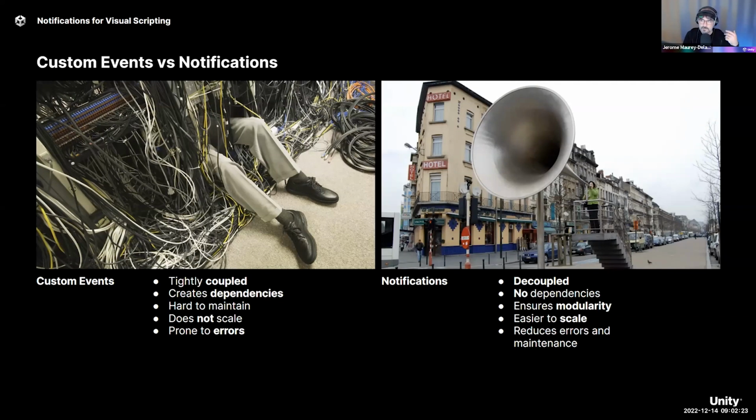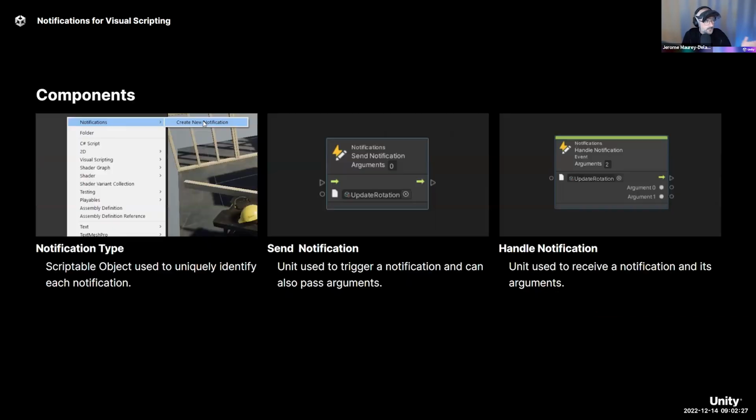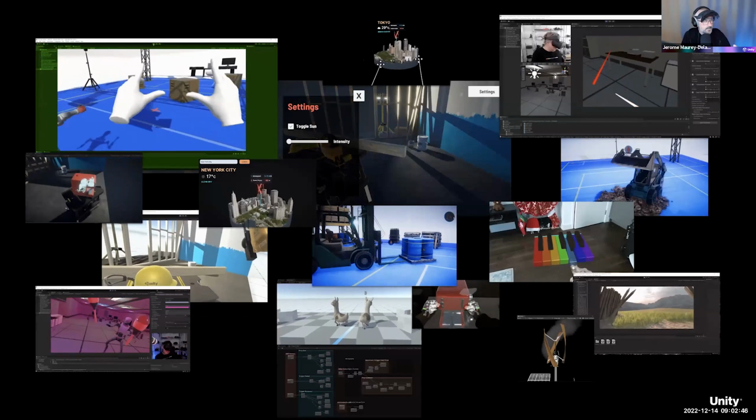Going back to the last episode, I did dive into how to set up notifications. There are three components: a notification asset, which you create inside the project menu, and two visual scripting nodes, one for sending a notification and the other for handling a notification. Both of them can send or receive variables, just like the custom event inside visual scripting.